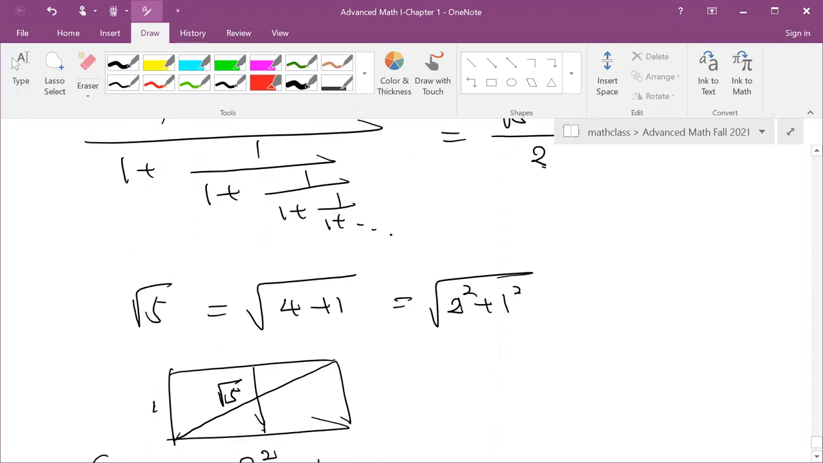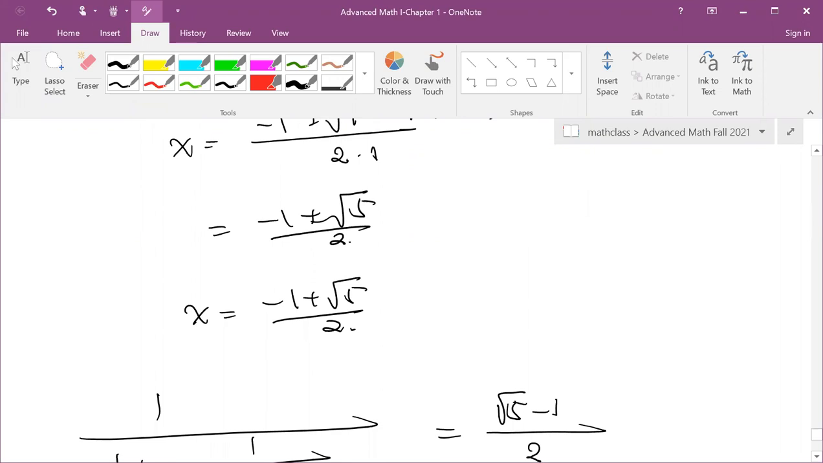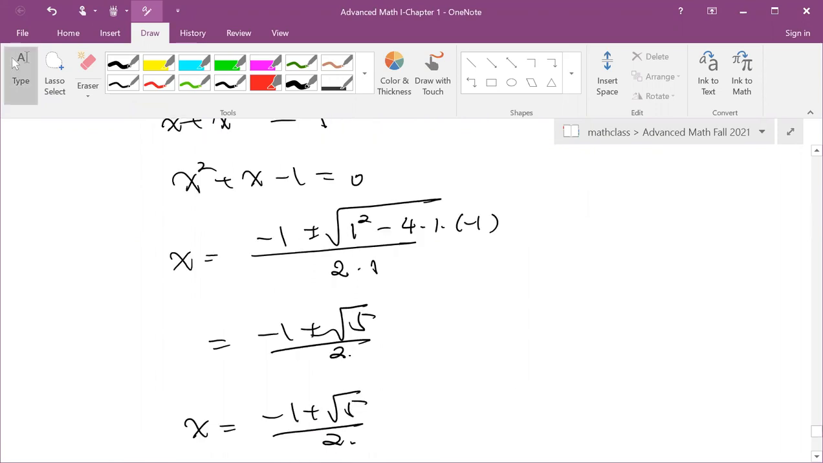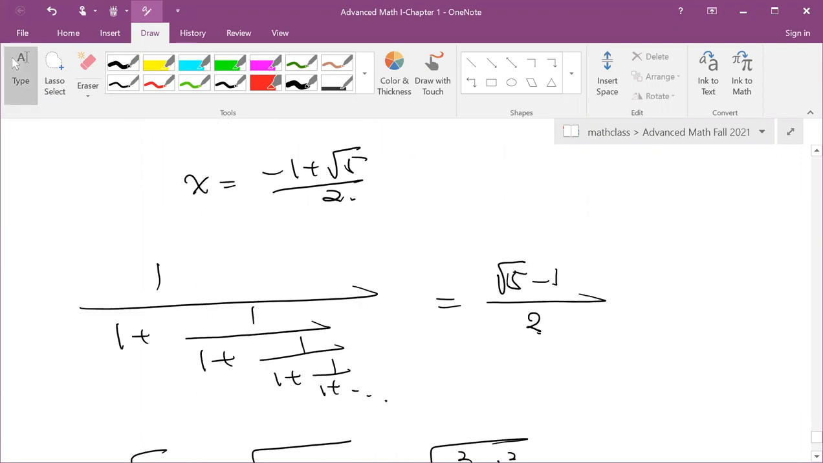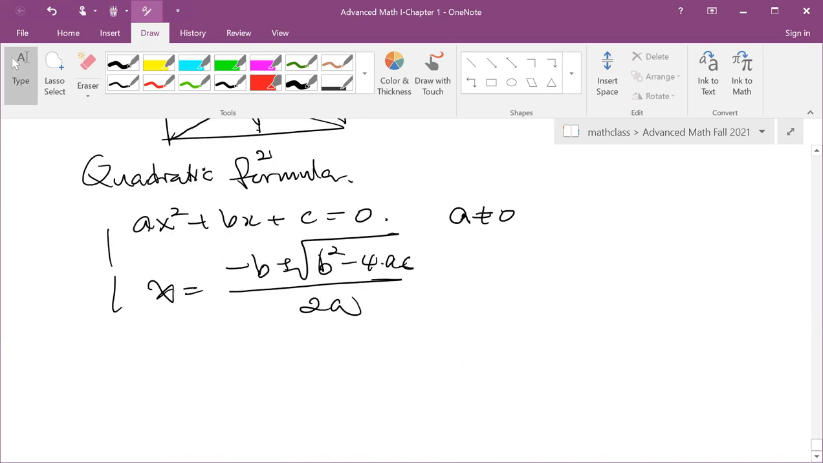I got the equation x squared plus x minus 1. You cannot solve it by factoring. There's no way you can factor it, because the solutions are irrational numbers. So that is the beginning of advanced mathematics.